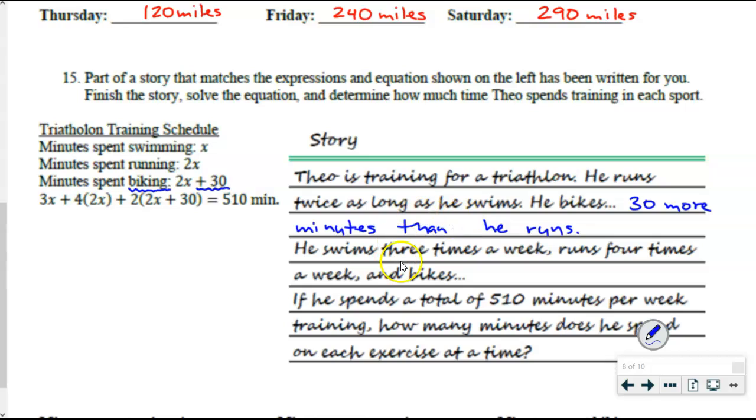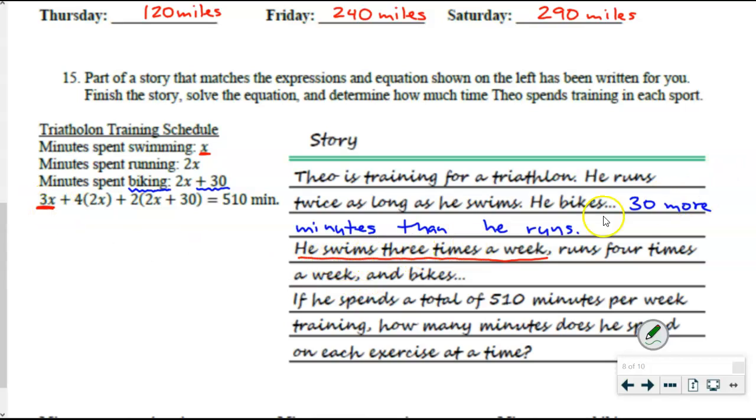Let's see what else we have. He swims 3 times a week. So let's start looking for a connection there. Remember, he spends x minutes swimming, and now it's saying he swims 3 times a week. Where am I seeing that information? Ooh, found it. Luke, where are you seeing that? Yeah, great. Good. So again, swimming is x, and we're seeing 3 times x here. So he swims 3 times a week.